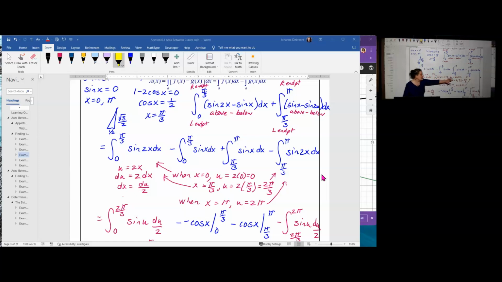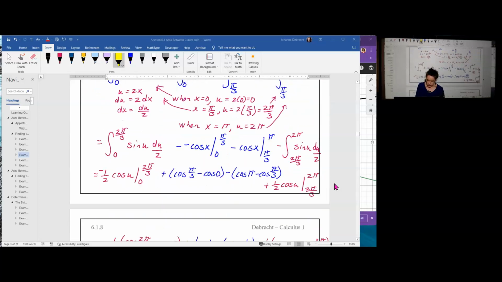On the right, pi over 3 to pi changes the limits of integration from 2 pi over 3 to 2 pi. Now it is a function of u. The middle two, however, are still functions of x that we can integrate directly. The antiderivative of sine is negative cosine, because the derivative of negative cosine is sine. Now we can go ahead and evaluate those separately.